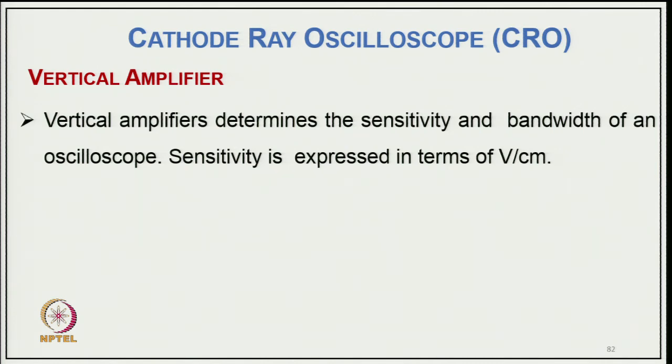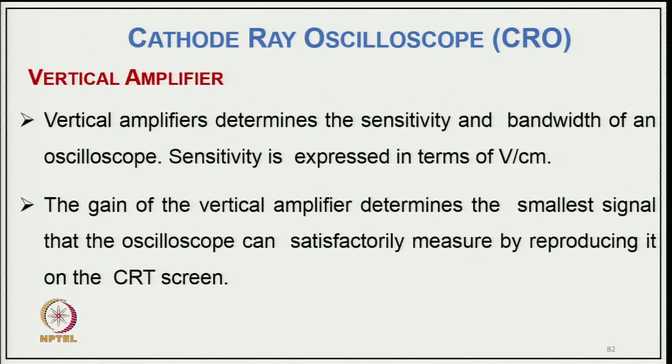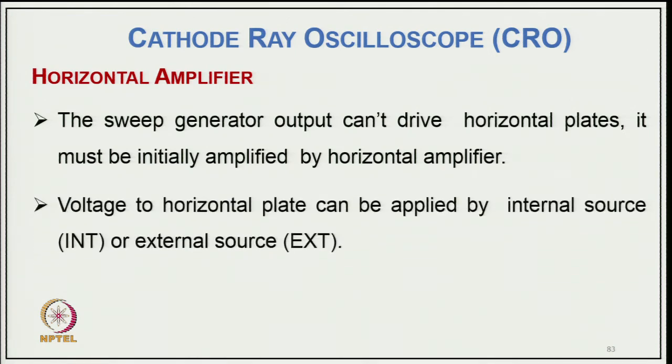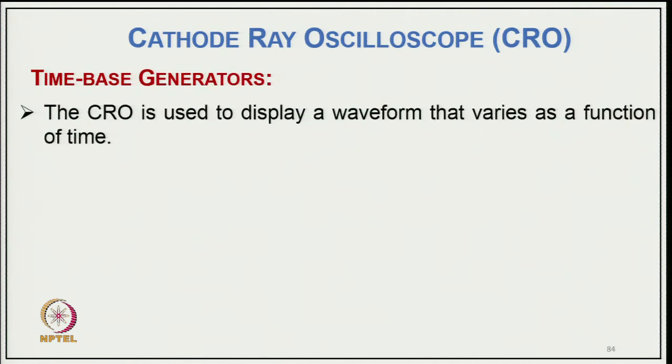Sensitivity is expressed in terms of volts per centimeter. The gain of the vertical amplifier determines the smallest signal that the oscilloscope can satisfactorily measure by reproducing it on a CRT screen. Now, coming to the horizontal amplifier: the sweep generator output cannot drive the horizontal plates directly, so it must be initially amplified by the horizontal amplifier. The voltage to the horizontal plate can be applied from an internal source, called INT, or an external source, called EXT.